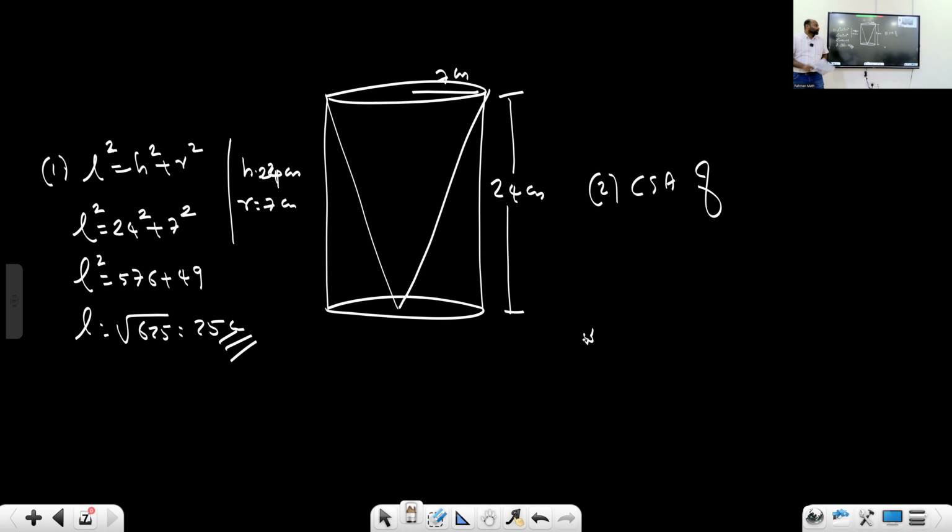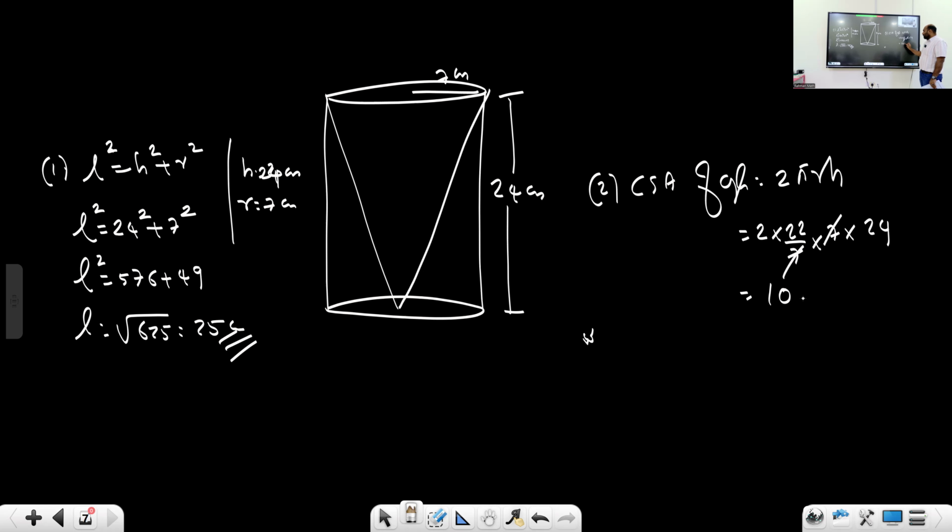Just observe it. CSA of the cylinder. What is the CSA of the cylinder formula? 2 pi r h. Whenever you make a formula mistake, write it and stick it somewhere today itself, then you never forget it. So 2 into 22 by 7 into 7 into 24. This and this cancelled. 44 into 24. 1056 centimeters square.